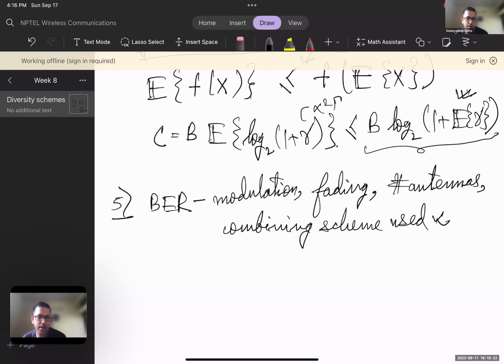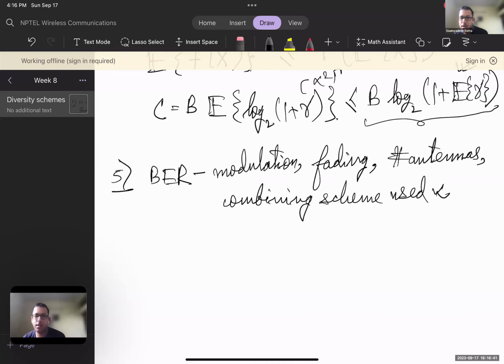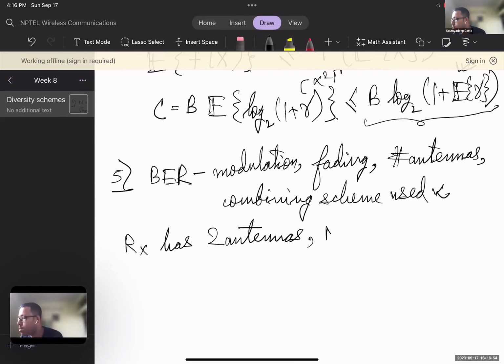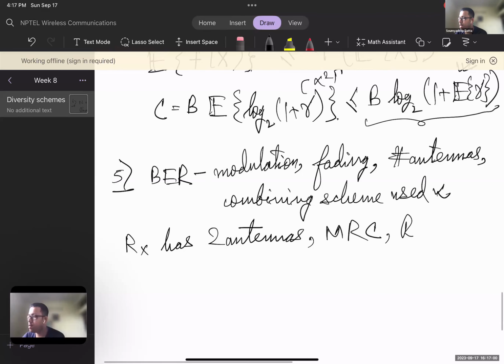So let's actually solve one problem, and then I think your question will be resolved. Let's start with the simpler Rayleigh fading first, and then we'll go to Nakagami. So you have a receiver. You need all of this information essentially. You are told that the RX has two antennas, and it is using maximal ratio combining, and it is a Rayleigh faded channel.